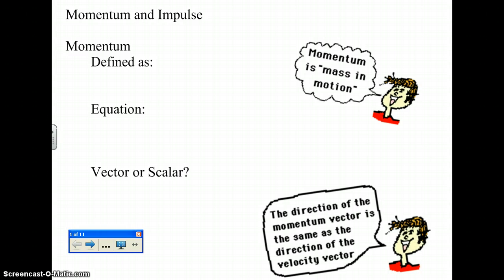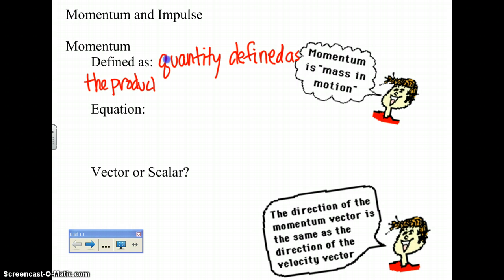First thing we'd like to look at is momentum and impulse. The definition for momentum is a quantity defined as the product of the mass and velocity of an object.